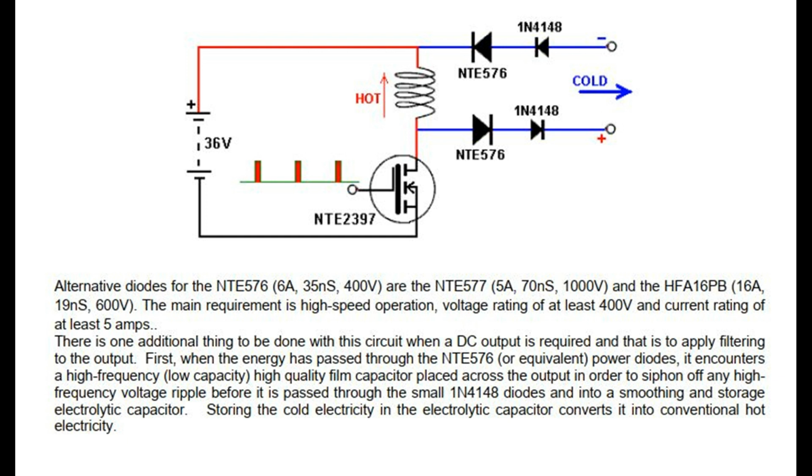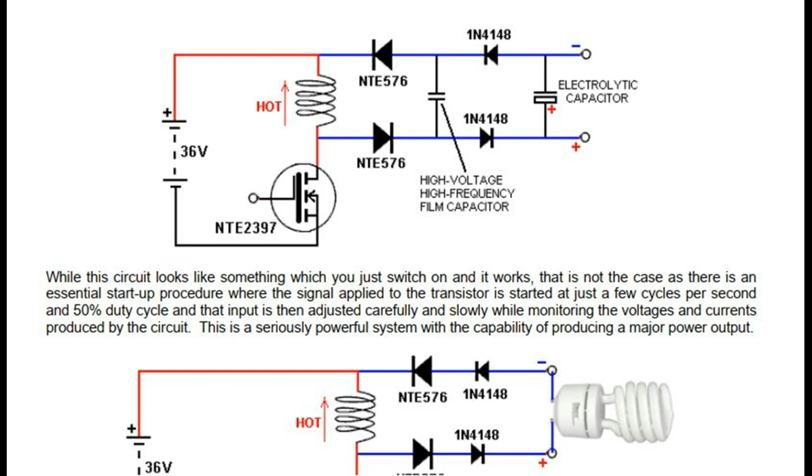First, when the energy has passed through the NTE576, or equivalent, power diodes, it encounters a high frequency, low capacity, high-quality film capacitor placed across the output in order to siphon off any high-frequency voltage ripple before it is passed through the small 1N4148 diodes and into a smoothing and storage electrolytic capacitor. Storing the cold electricity in the electrolytic capacitor converts it into conventional hot electricity.